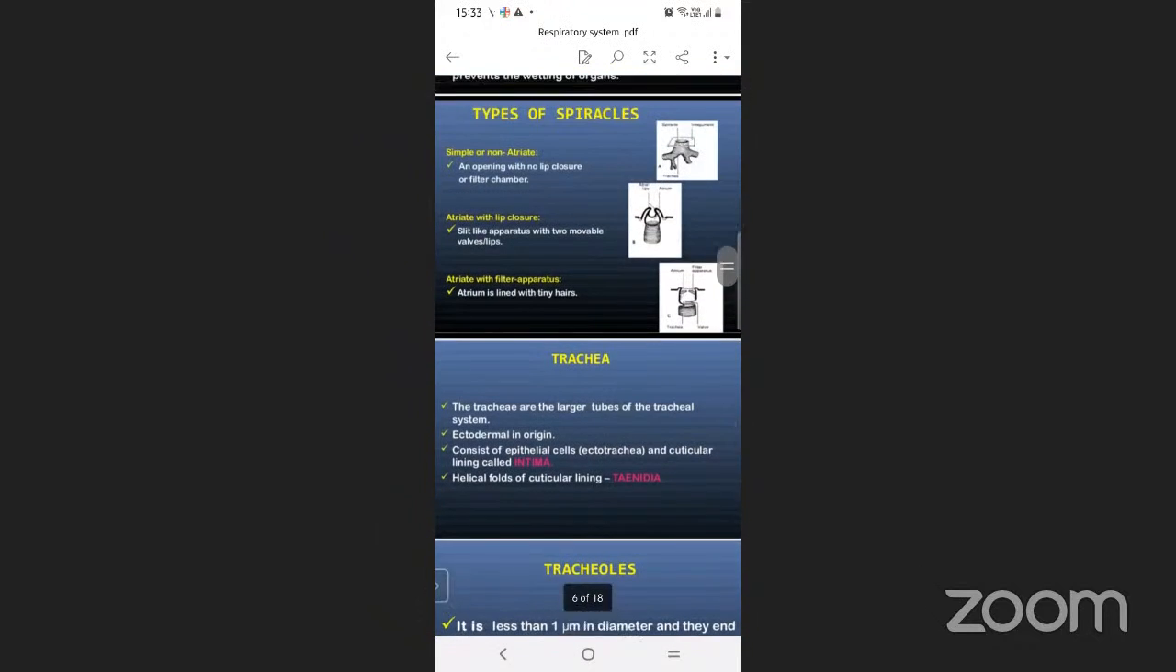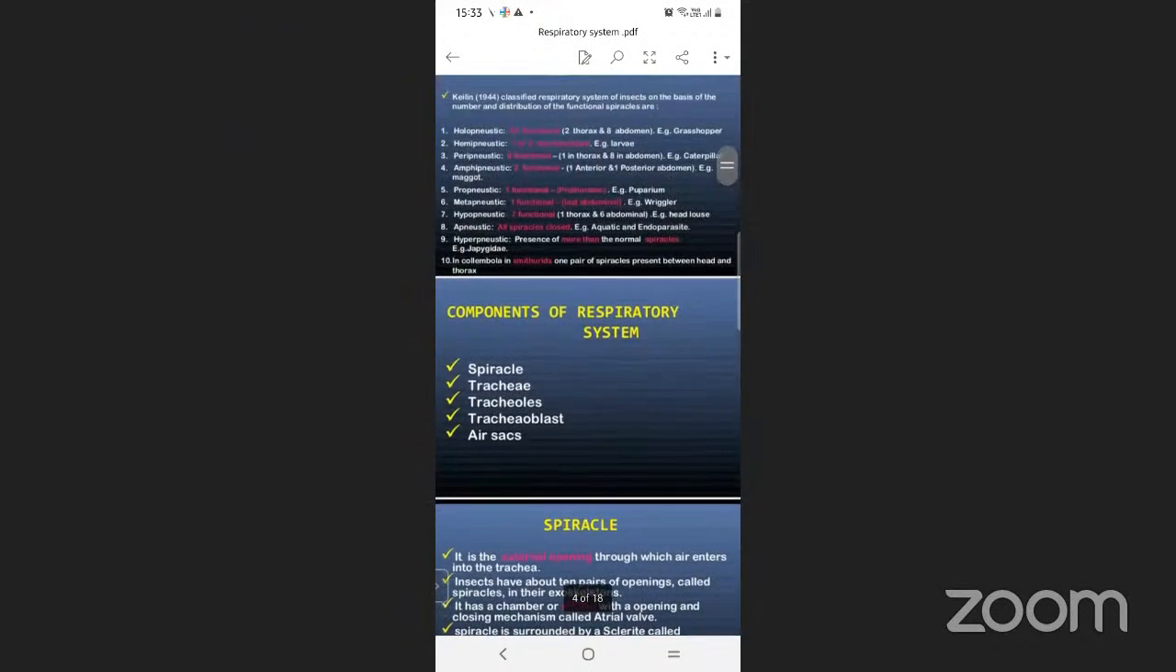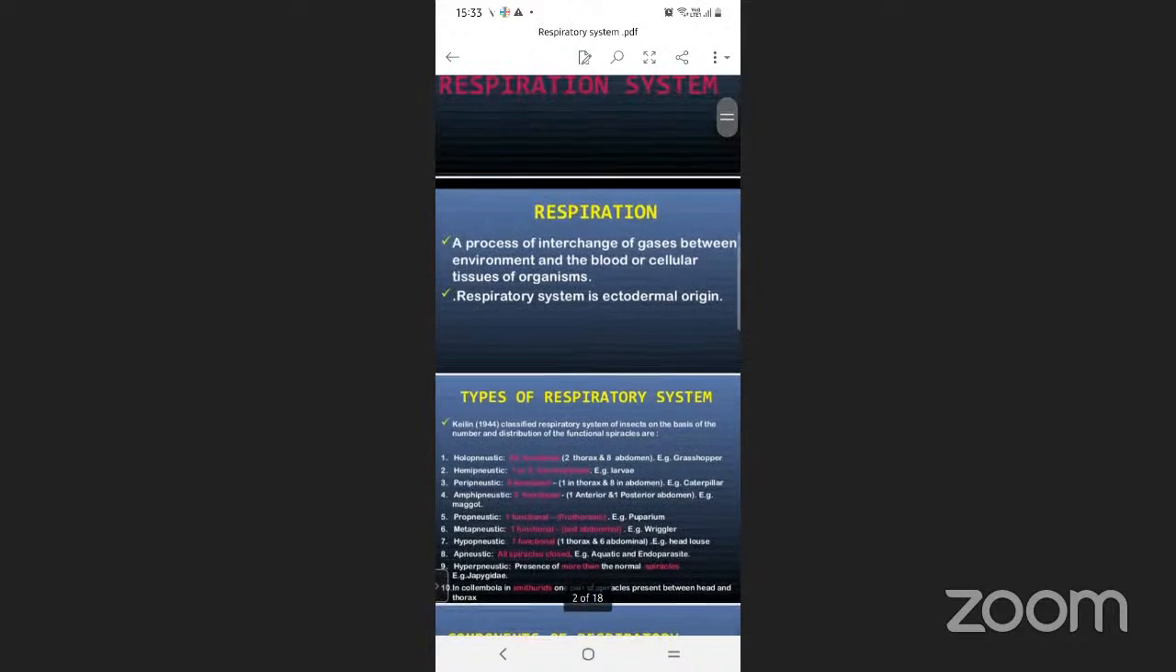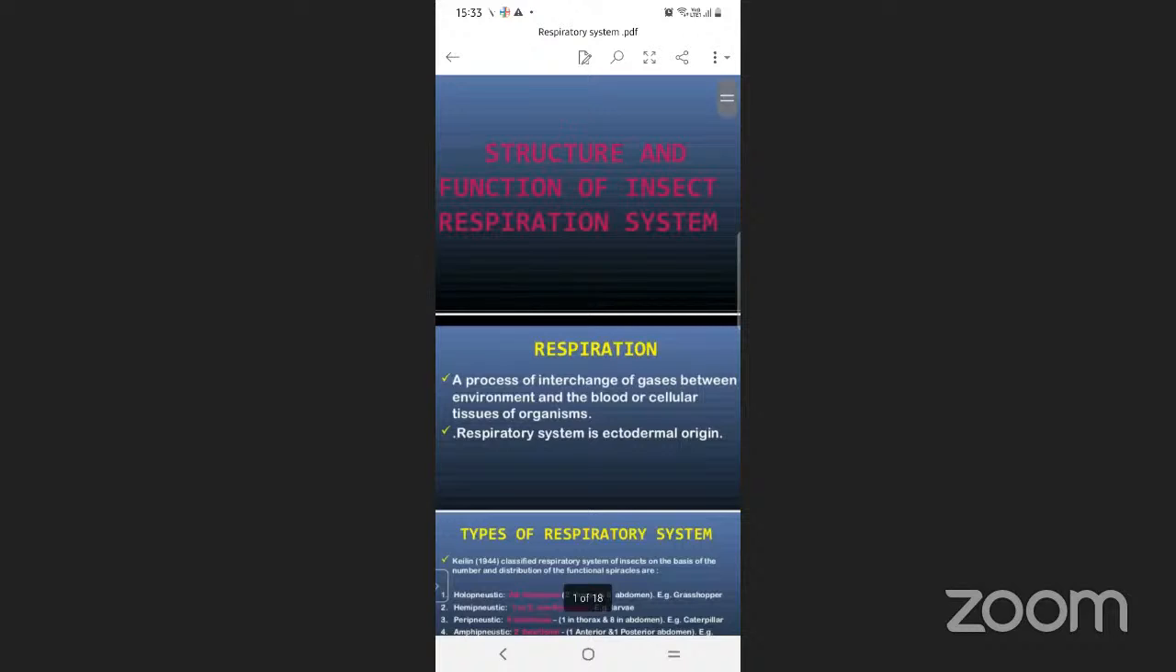First we come across the variations in the respiration process in insects. When we talk about the definition, we say that respiration is a process of interchange of gases between the environment and the blood or cellular tissues of organisms. The respiratory system is ectodermal in origin.